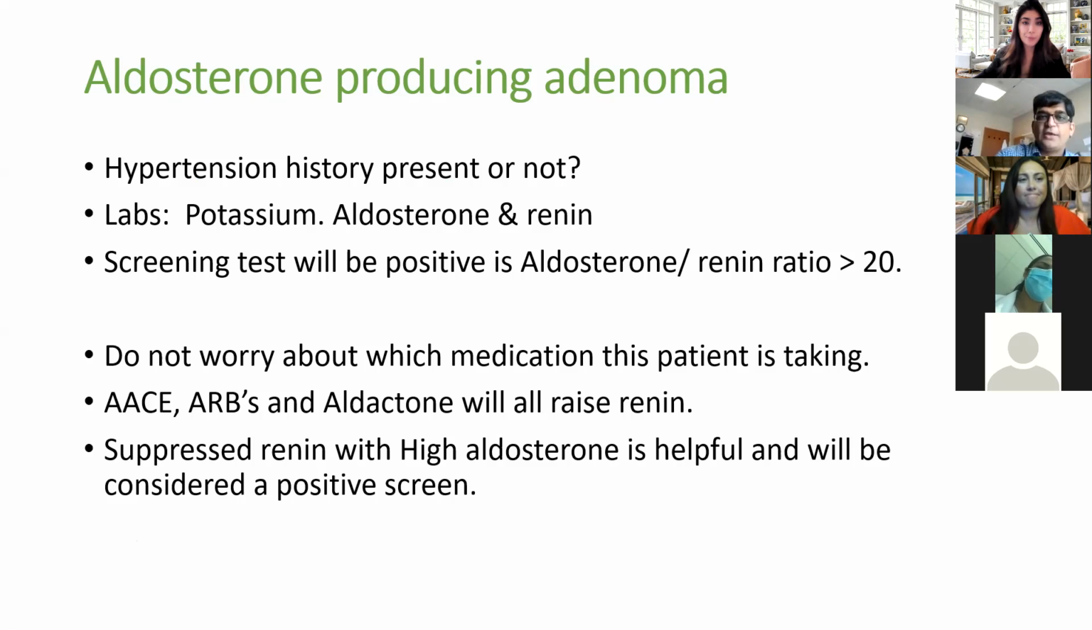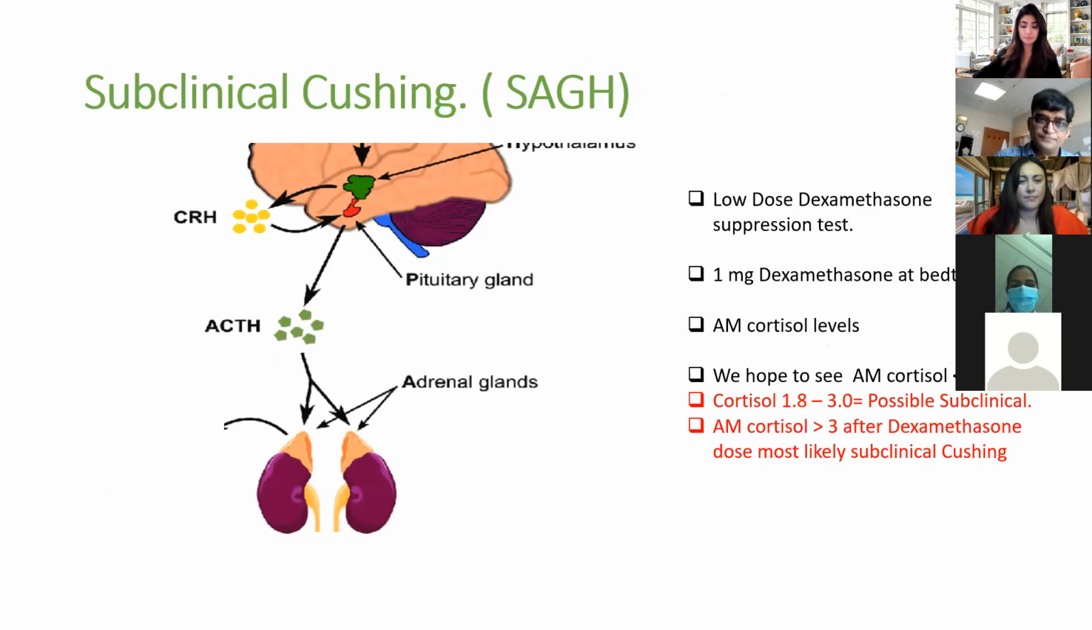And I will talk about these tests in the later slides, but this is something that we want to make sure of, especially if they have hypertension and now they have this adrenal mass, to see if they are making too much of the blood pressure hormones, which is causing this problem.